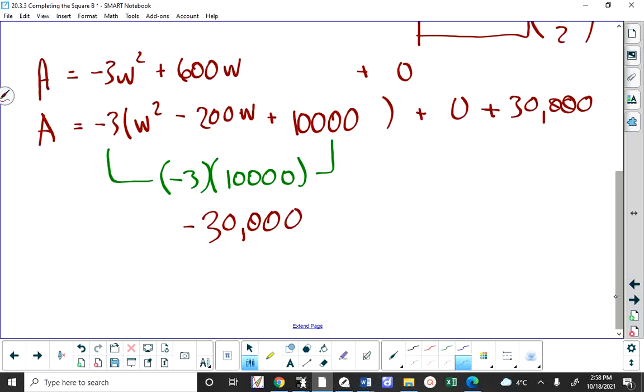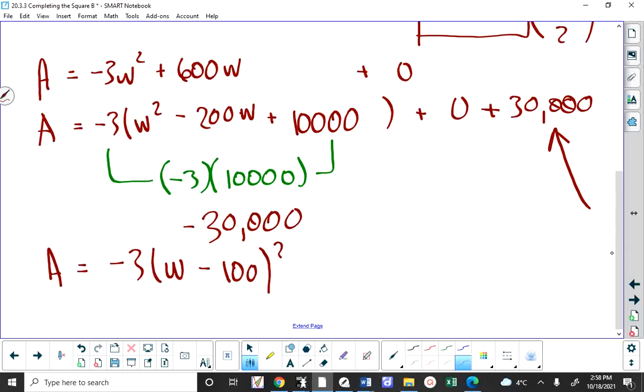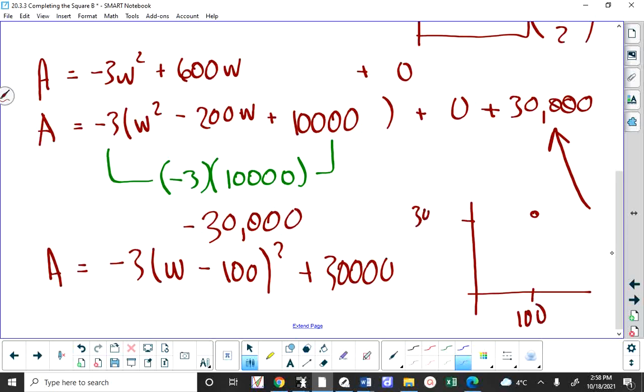My question was going to be, how many of you can see this is the maximum area? That's your Q value, which is the maximum. When we write this in vertex form, we are going to have W minus 100 quantity squared plus the 30,000. So this parabola would have a vertex at 100, comma 30,000, which means the maximum area is 30,000, and that happens when W is 100.